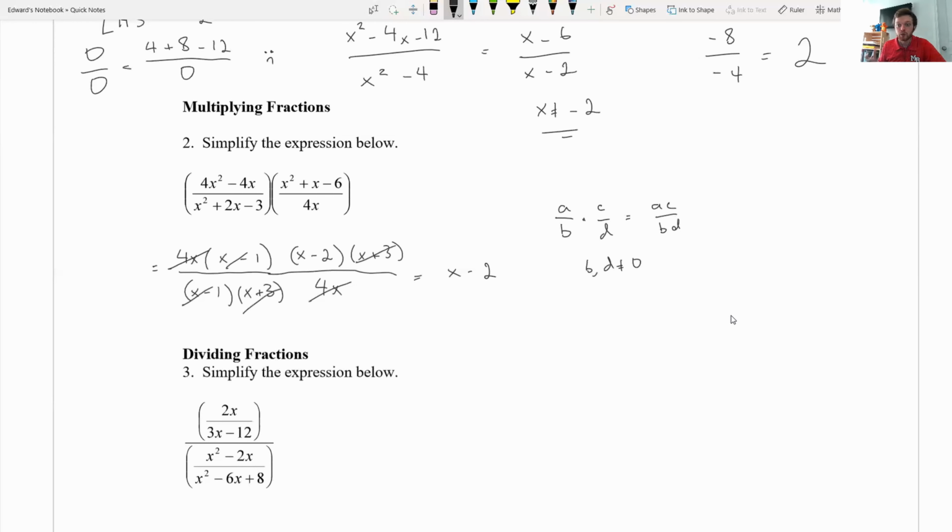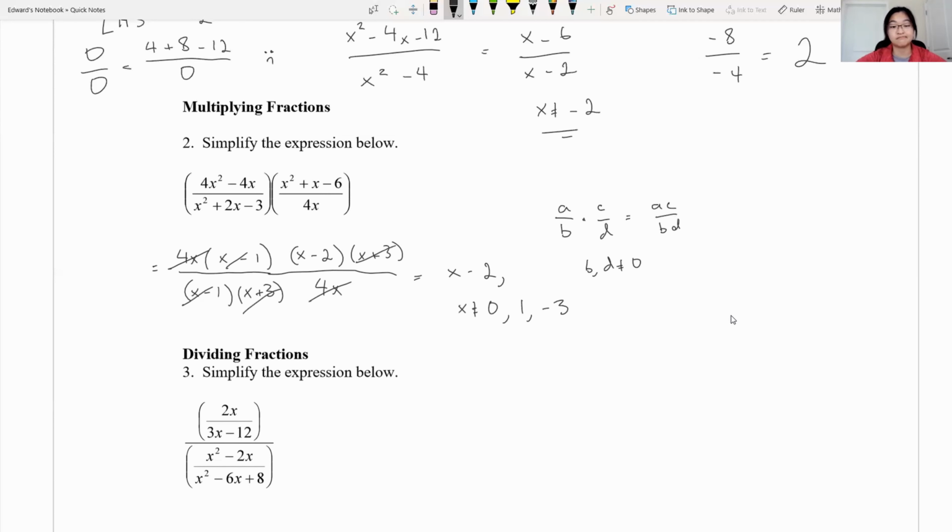We got X minus 2. Is this the correct simplification? Yes and no. We did our canceling correctly, but now we need to make sure that we say what X can't be, which is from all of those things that we canceled out. So X can't be 0. Okay. X can't be 1. Okay. And X can't be -3.